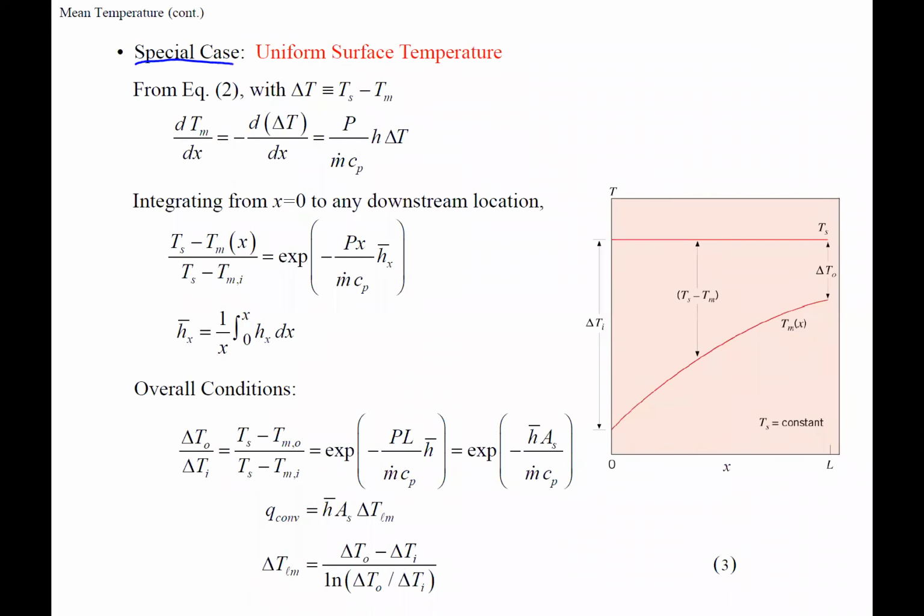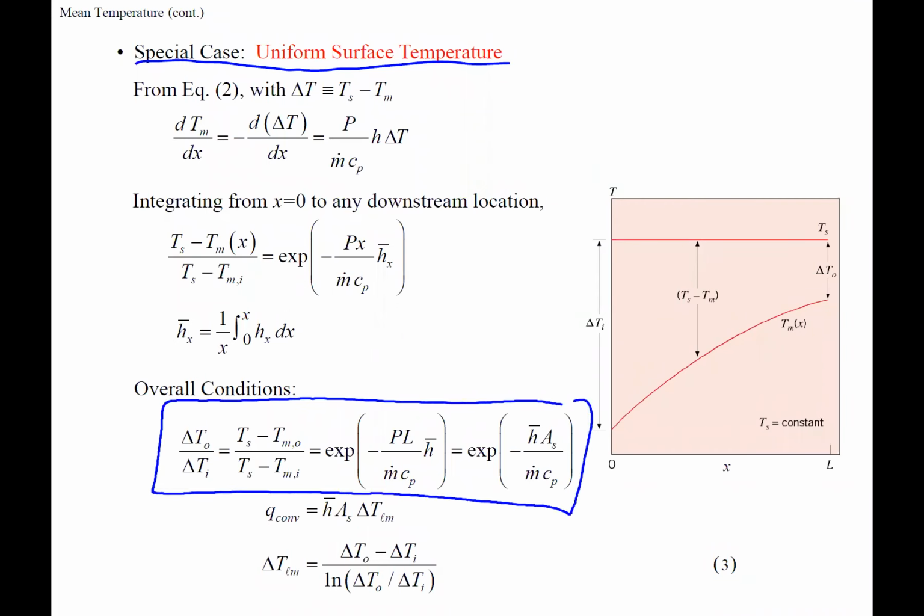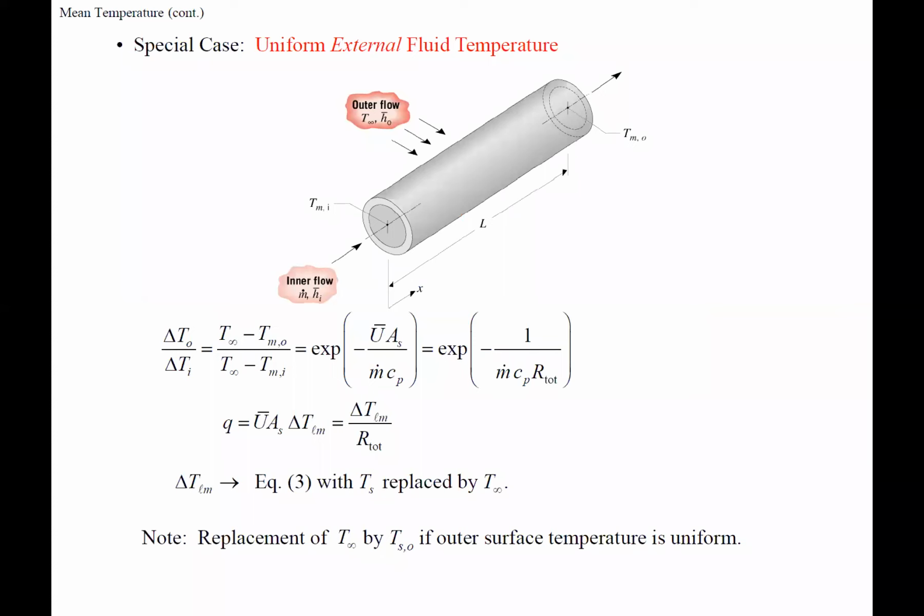We looked at the uniform surface temperature. Now all along that tube, the surface is held at the same temperature. We have our outlet temperature equation, so we can utilize this to get our outlet temperature. And then our total heat is from this equation, which requires a log mean temperature difference. And then we had uniform external fluid temperature.